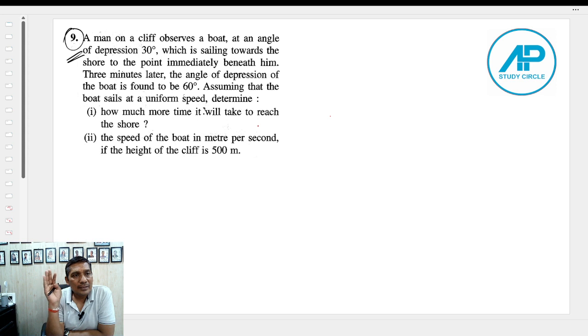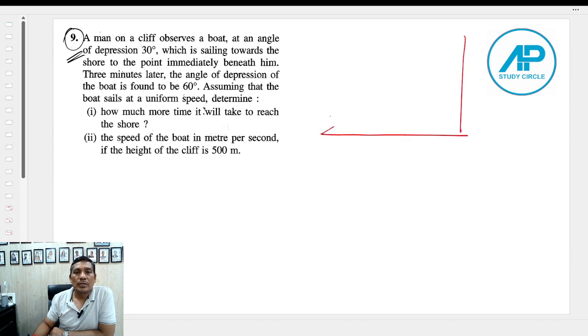This question is saying that, first thing first, take it step by step. The first thing to understand is that the depression of the boat is being observed from the cliff. I should have a cliff and a boat is being observed. This is my first step, which I have converted into a diagram.